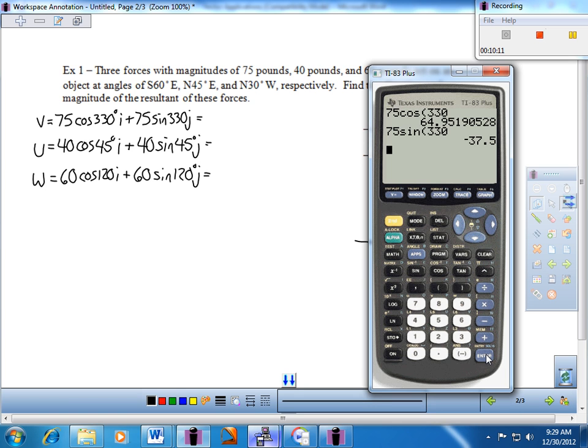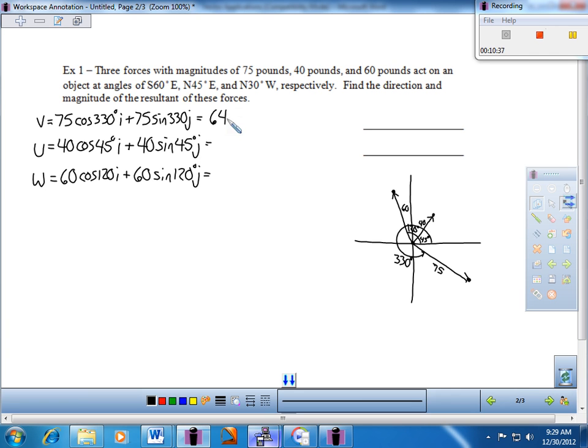Okay, very good. And so I have 64.95i and then minus 37.5j. That's what we got from this one. And remember what that tells us. This vector with the magnitude of 75 and the direction of 330 is made up of the horizontal piece and the vertical piece. Horizontally, we're going over about 64.95 and down about 37.5. Okay, good. Let's repeat, everybody.